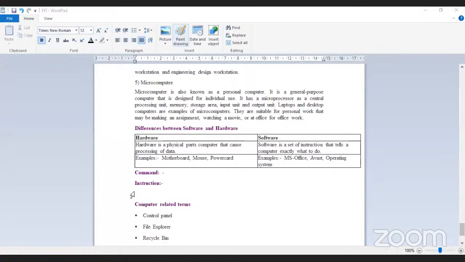Okay, right. One of our friends asked what the difference is between command and instruction. If you look exactly at computer language, what is the meaning of command? A single type of instruction. Understand? A single type of instruction. For example, what are the commands in an operating system? Just I'll tell you. I'm sharing my screen in full.